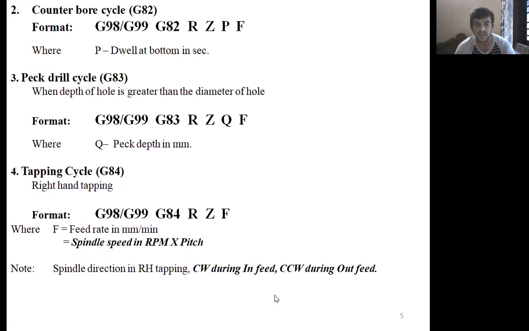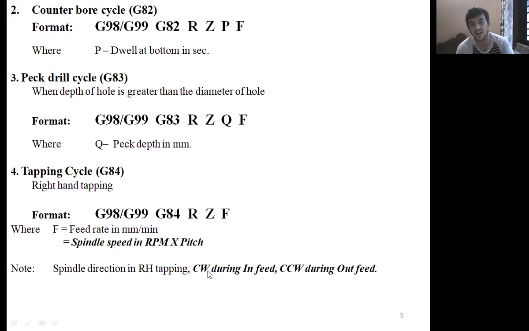Now, if you want to do right hand tapping, the spindle should rotate in the clockwise direction, that is, in feed. In the counterclockwise direction it is out. So the spindle should rotate in which direction? Clockwise, right? M03 should be on here, so M03 should be given in that call.